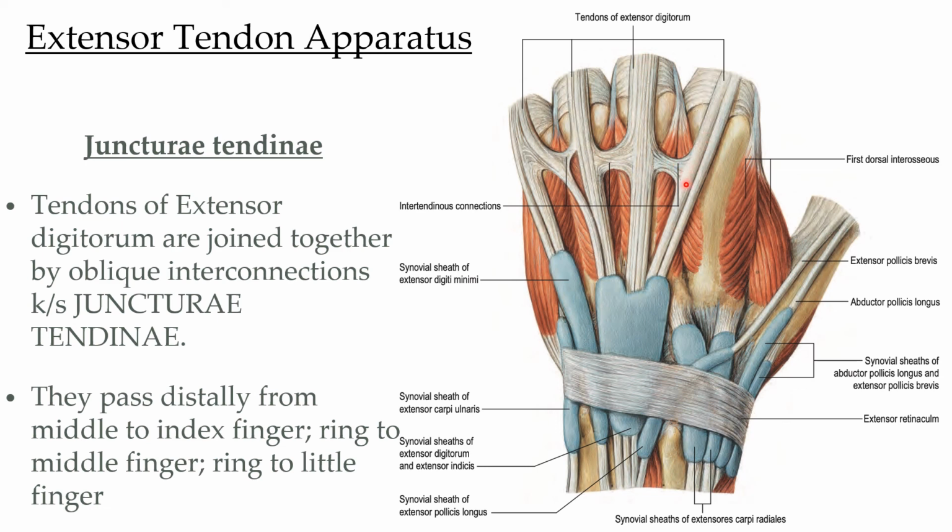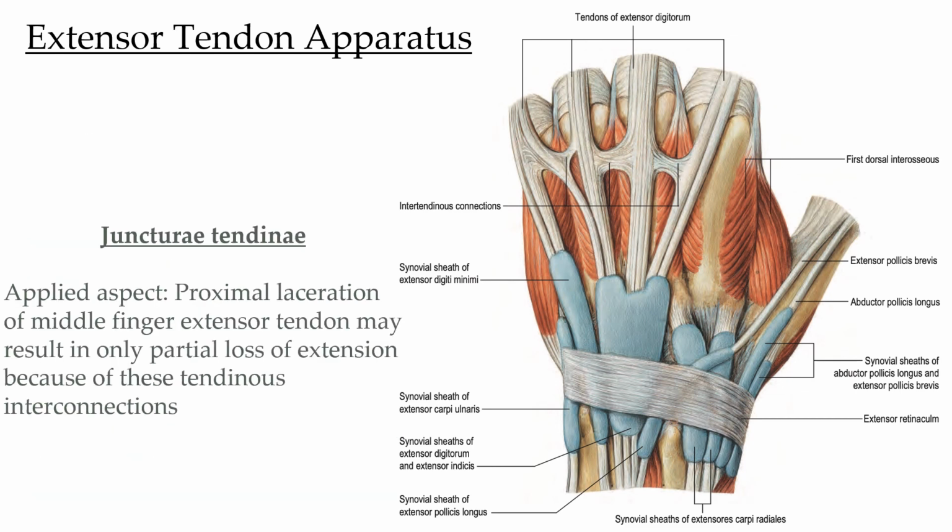about movement of index finger and ring finger, or we may say the movement of ring finger partially affects the movement of adjacent two fingers. In case of laceration of the tendon going into the middle finger, the proximal laceration of the tendon entering into the middle finger will affect the extension of adjacent two digits. Likewise, the laceration of the extensor tendon entering into the ring finger will bring about partial loss of extension of middle finger and little finger.